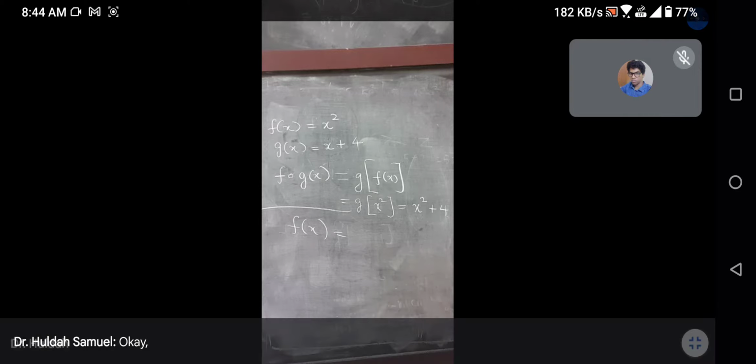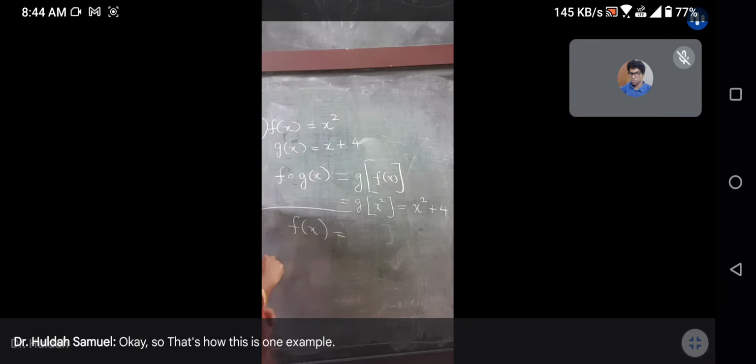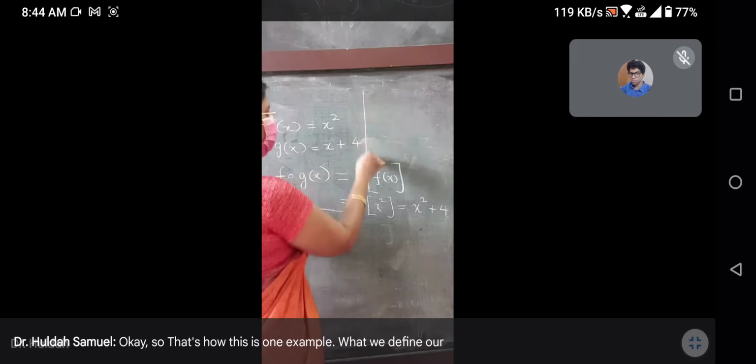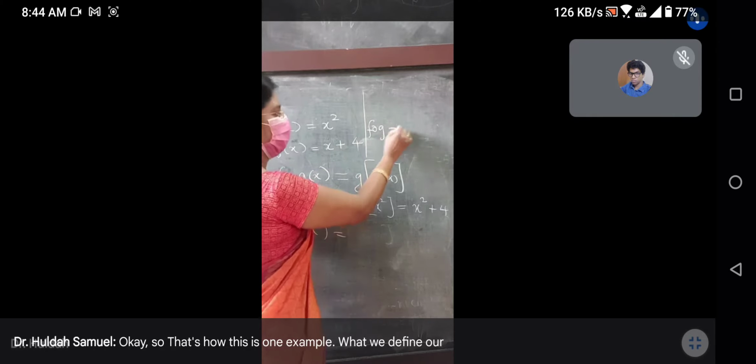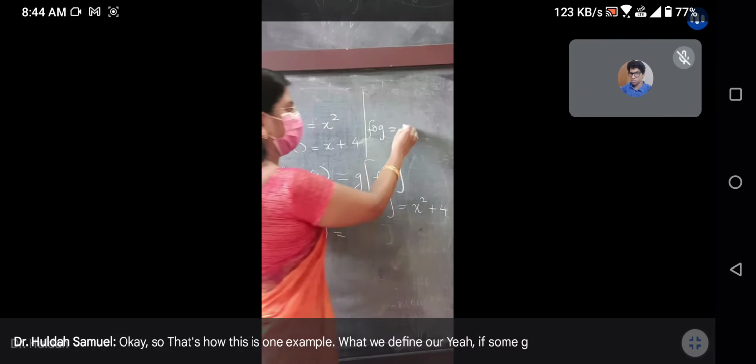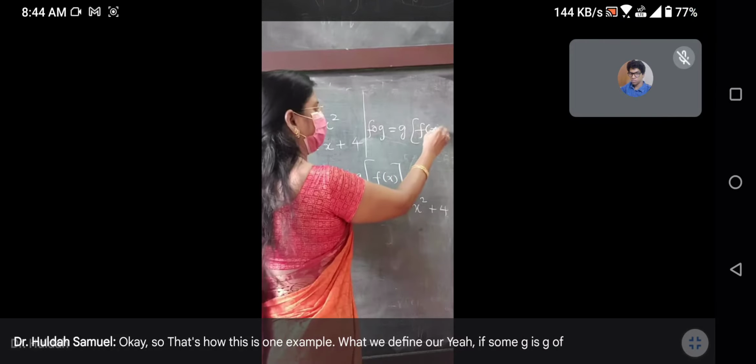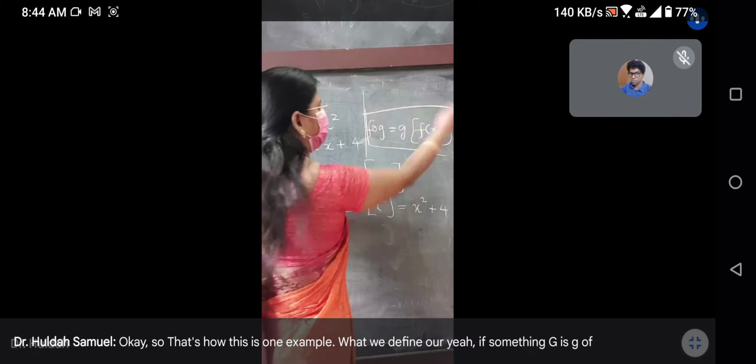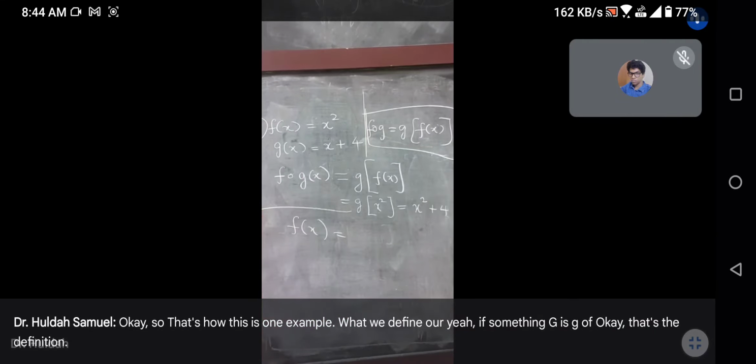Okay, so let's have this as one example. Now, what did we define our F circle G as? F circle G is G of F of X. Okay, that's the definition. So have that in mind. I'm doing composition of functions.